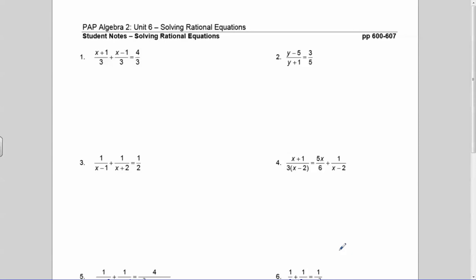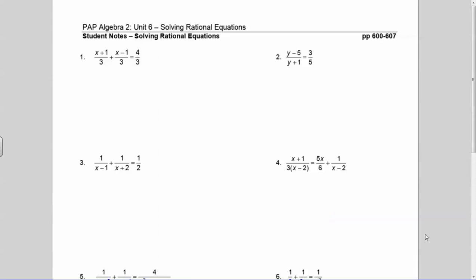This is the first day of solving rational equations. I'm going to work through the odd problems in your notes, and I want you to take the time to complete the even problems on your own. Please come prepared with those before you get to class. You will not receive credit on your notes unless you do have them already completed.